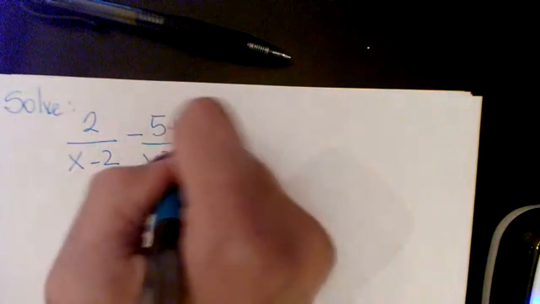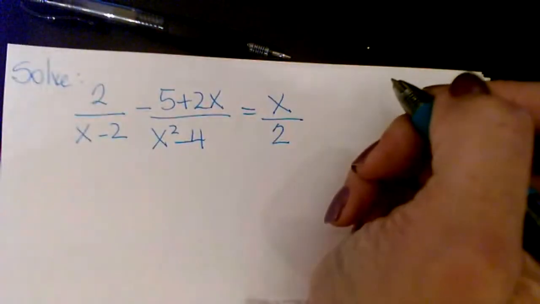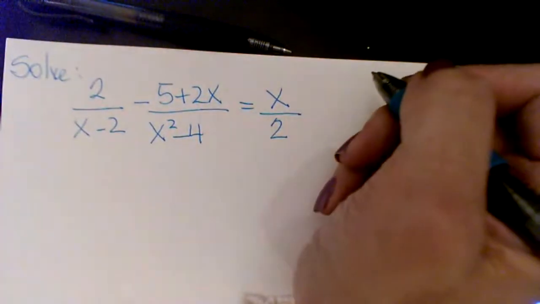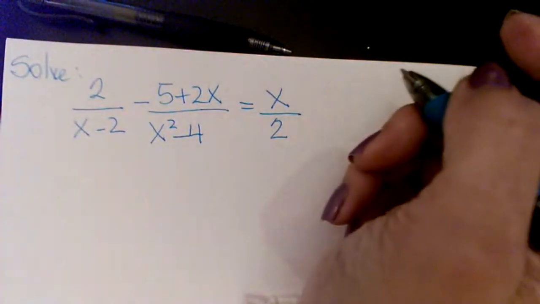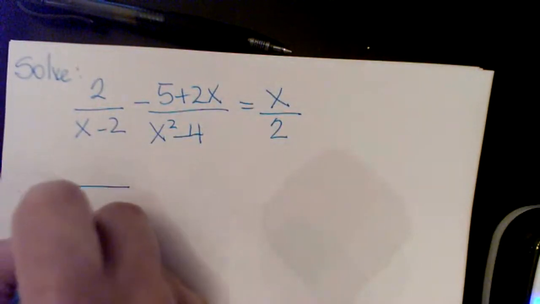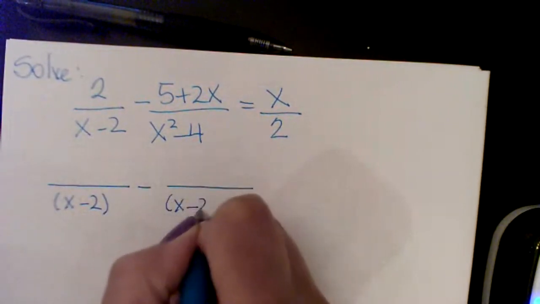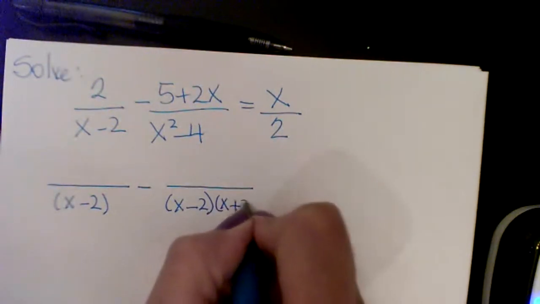Now, let's do this one. We have 2 over x minus 2, 5 plus 2x, x squared minus 4, x divided by 2. All right? So what do we need to do first? Find the lowest common denominator. So let's do it. What do we have here? We have x minus 2, right? And what is this equal to? Difference of two squares, x minus 2 and x plus 2.